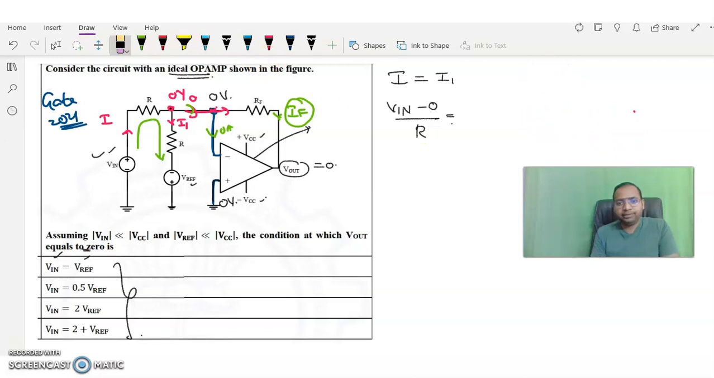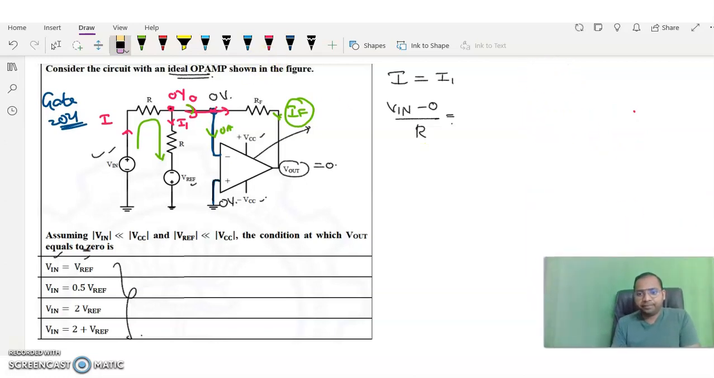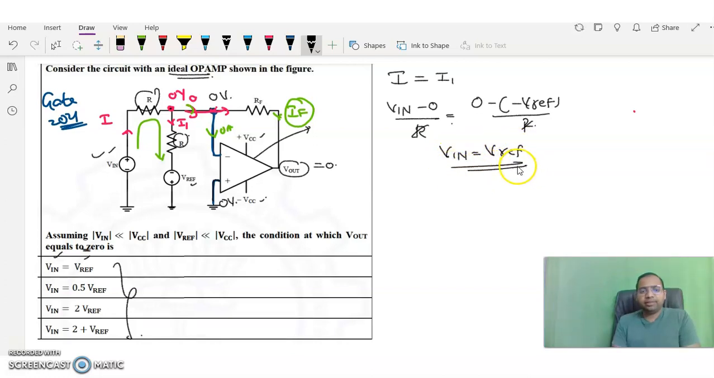So I1 is nothing but the current flowing through like this. So the starting voltage is 0 minus, what is the ending voltage here? Minus V reference, divided by R resistance. That means this one also R and this one also R. Now if I cancel both these two, what I will get? Vin is equal to V reference. All of you understood? I got Vin is equal to V reference by cancelling both these two.